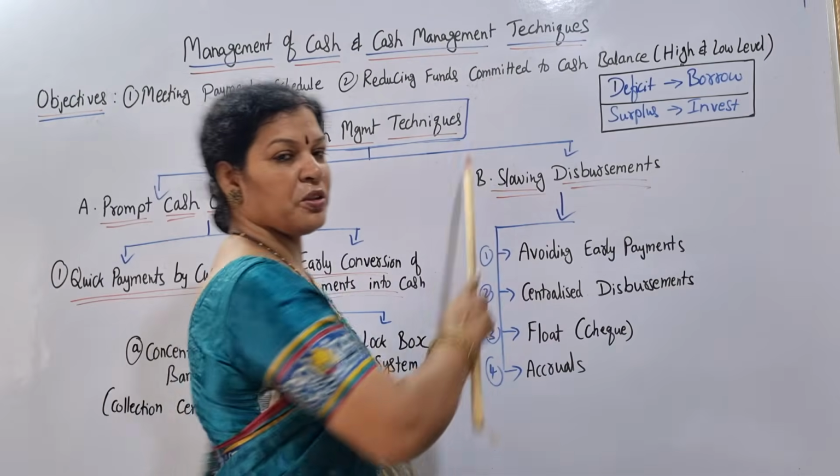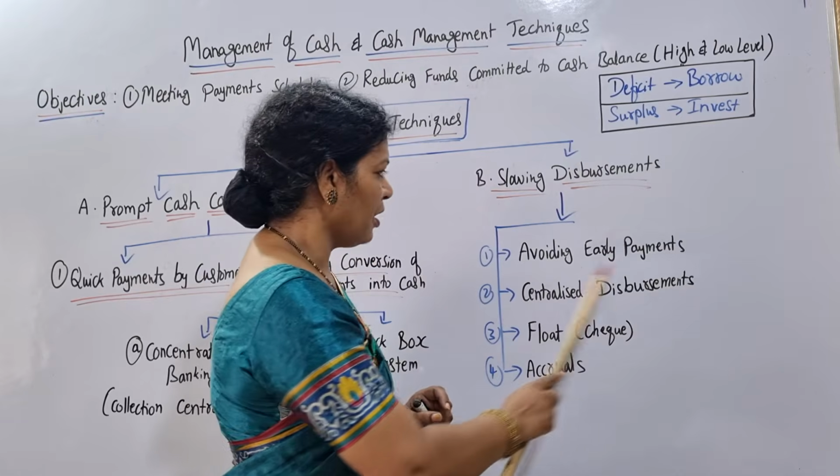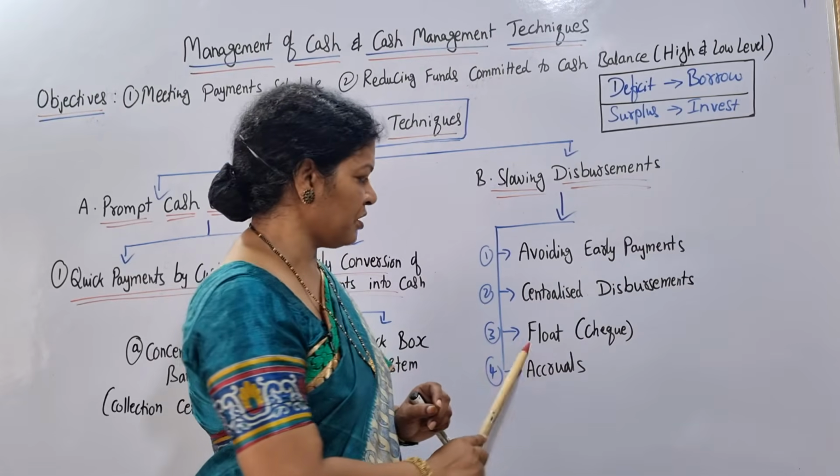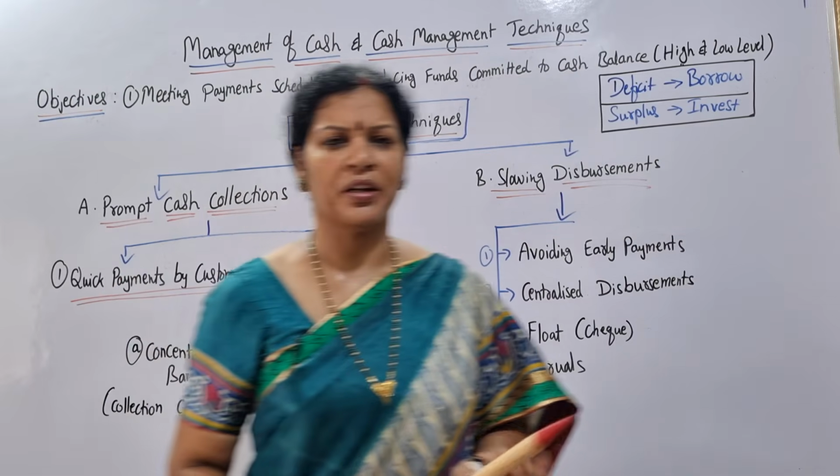The second one is slowing disbursement, how we can make the payments slowly. 4 points we have discussed: avoiding early payments, centralized disbursements, float and accruals. Am I clear? Simple topic, nothing to worry.